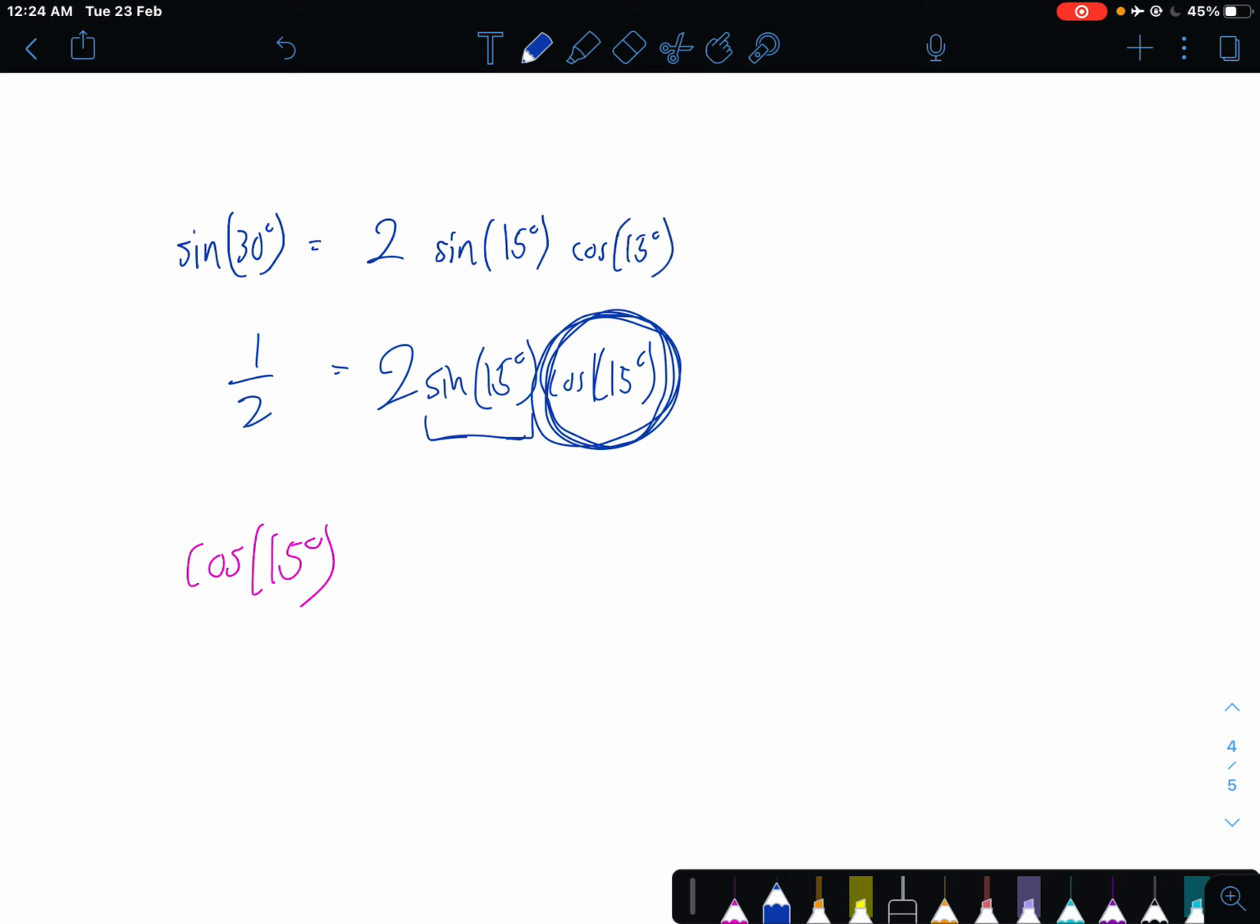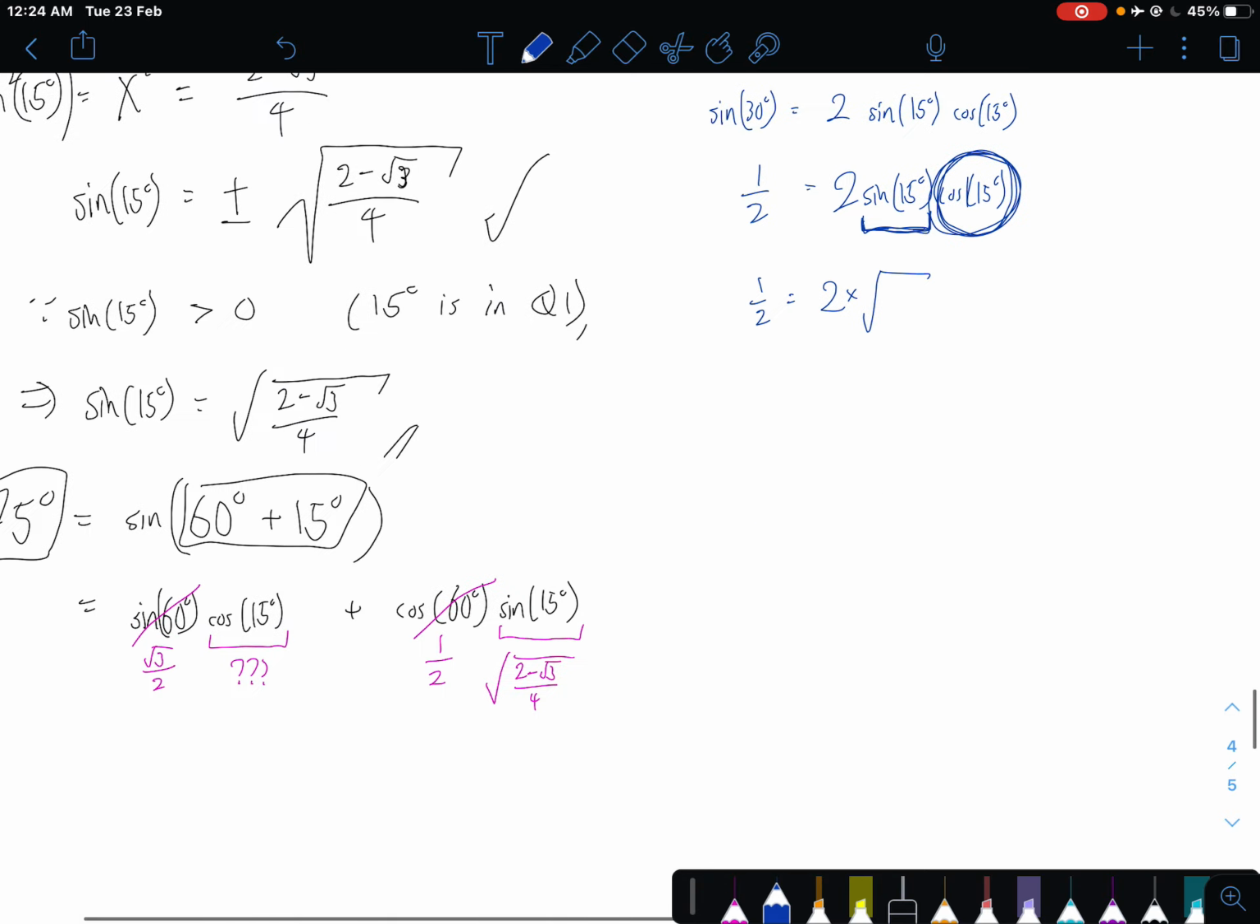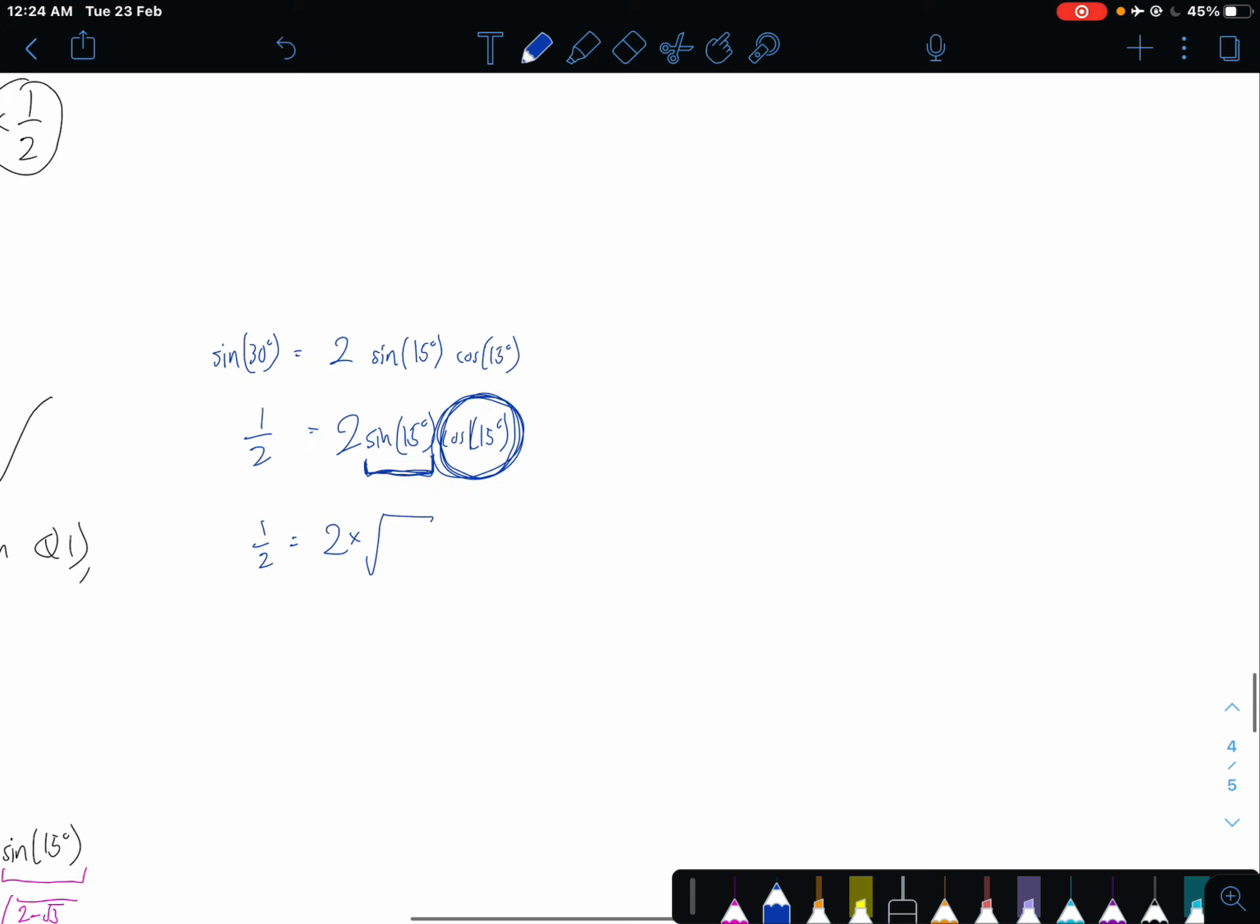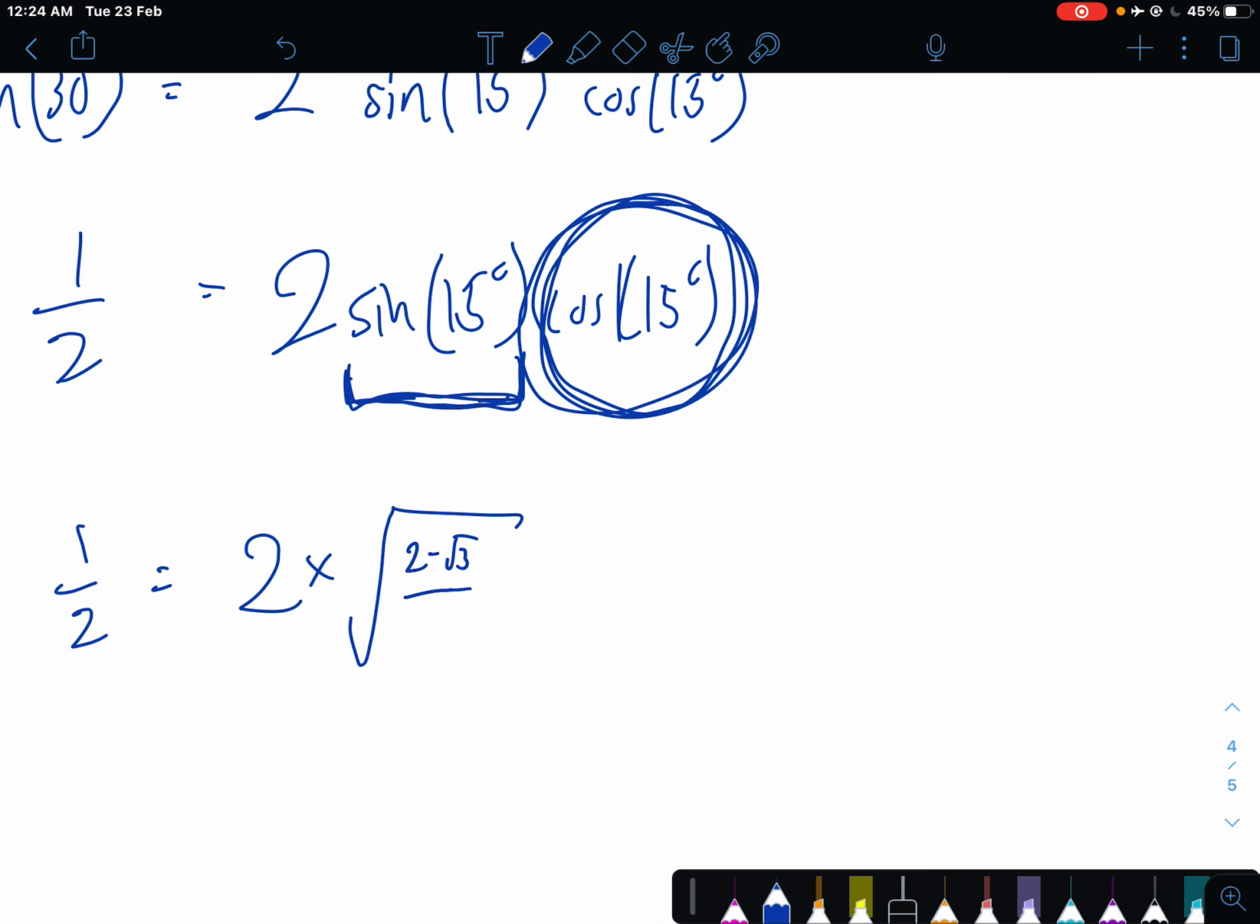But wait, can we make cosine 15 degrees the subject? Yes. And it's useful because we already know what sine of 15 degrees is, so the only unknown left is cosine of 15. So cosine of 15 degrees is really just half divided by 2. Okay, wait. Before I do that, I think it's easier if I just substitute the sine of 15 degrees. So half equals 2 times sine of 15 degrees, which is this huge square root, and inside the square root we have 2 minus square root 3 over 4, multiplied by cosine of 15 degrees.